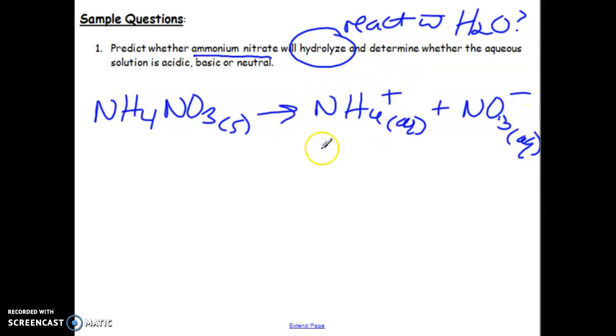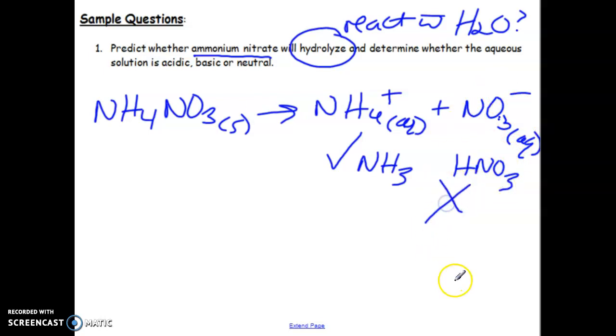So our positive ion, NH4 plus, is the conjugate acid of a weak base. Remember, the weak base that it is the conjugate of is ammonia. Nitrate is the conjugate base of a strong acid. So this is why it's important: you have to know which ones are the strong acids. Nitrate is the conjugate of nitric acid, which is one of our strong acids. So our NO3 minus ions will have no impact on the pH, but our NH4 plus will.